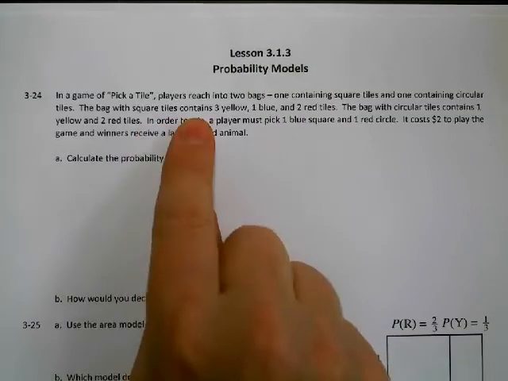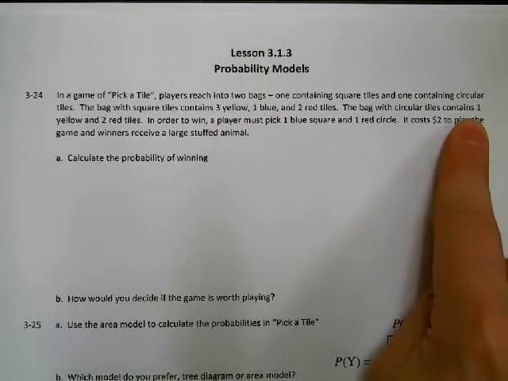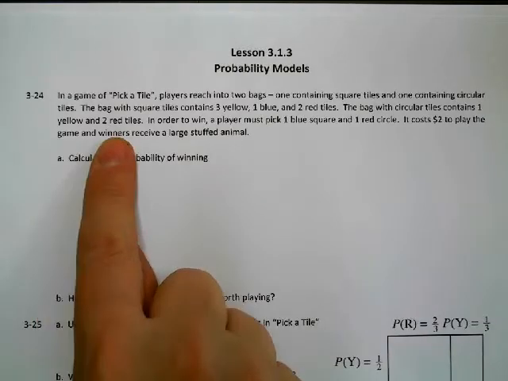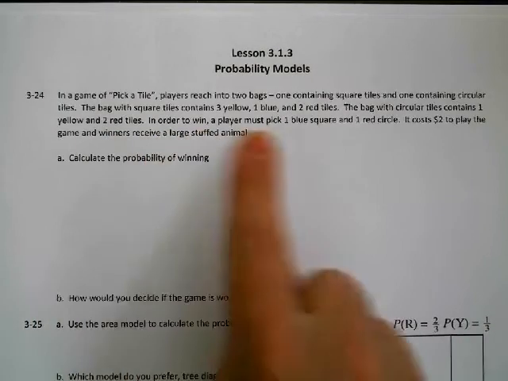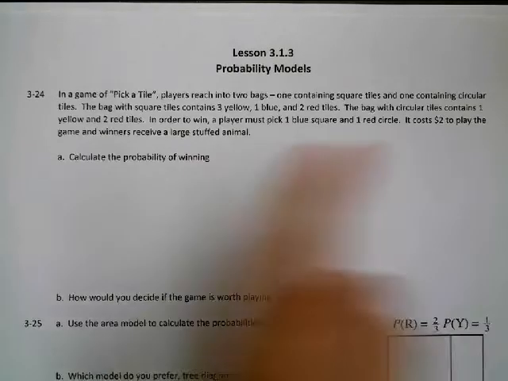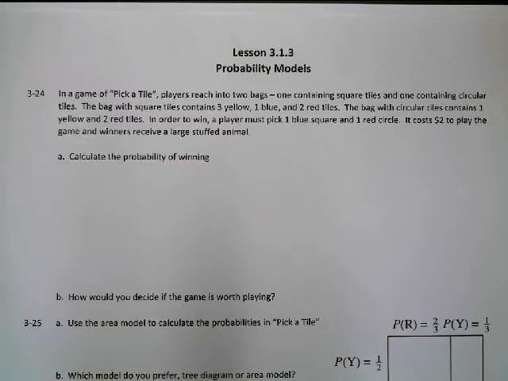The bag with square tiles contains 3 yellow, 1 blue, 2 red. The bag with circular tiles contains 1 yellow and 2 red. In order to win, a player must pick 1 blue square and 1 red circle. It costs $2 to play the game, and winners receive a large stuffed animal.